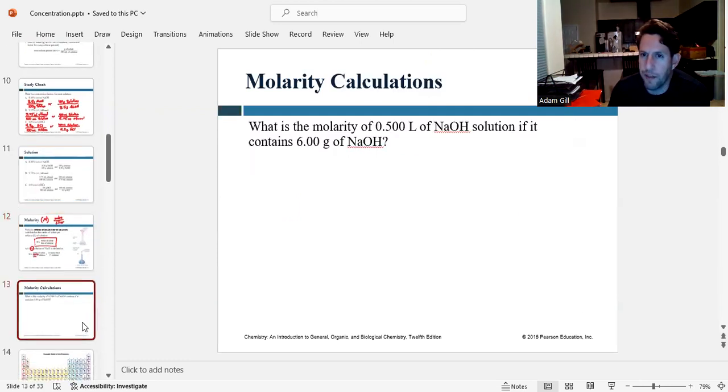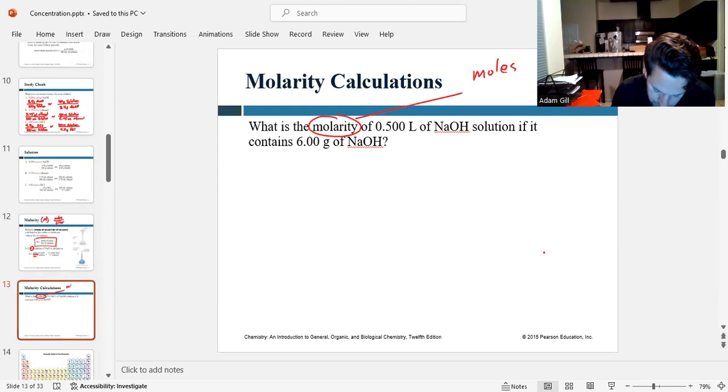Let's do a practice problem with that. What is the molarity of 0.5 liters of sodium hydroxide if it contains 6 grams of sodium hydroxide? And so they're asking us about molarity. And once again, we know molarity means moles per liter. Well, they gave us liters, but they didn't give us any moles. They gave us grams. So we have to convert grams to moles. So we need the molecular weight of sodium hydroxide. So let's check the periodic table.